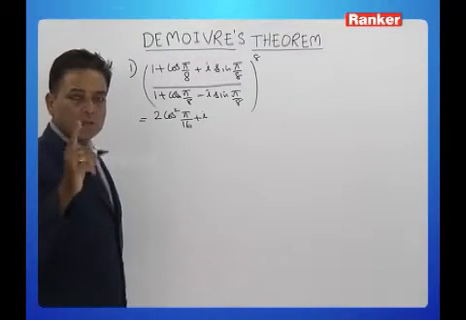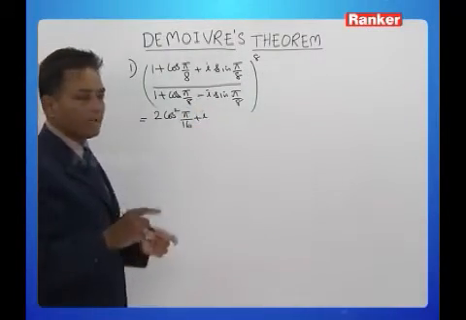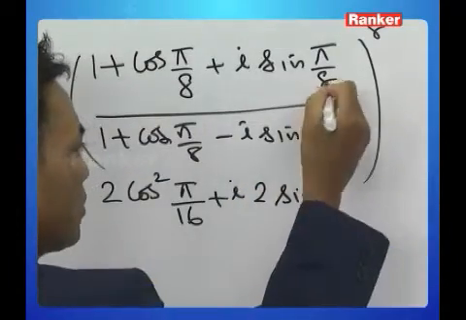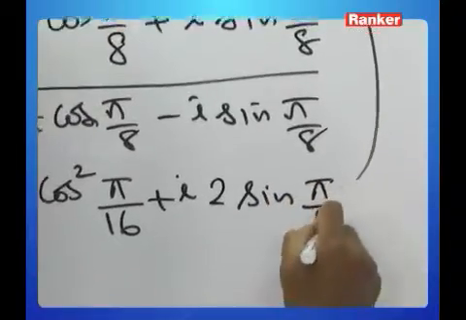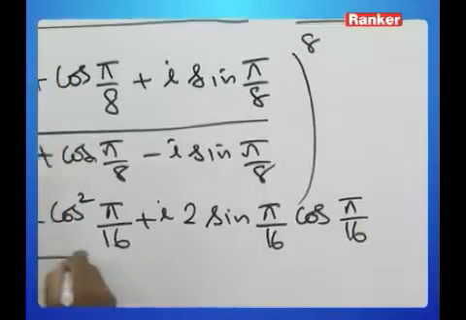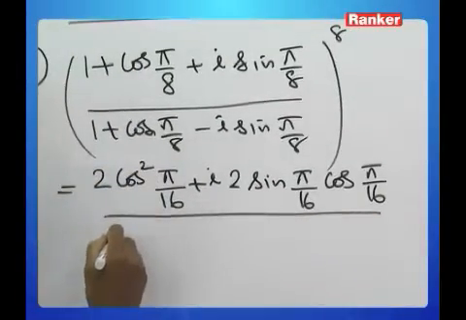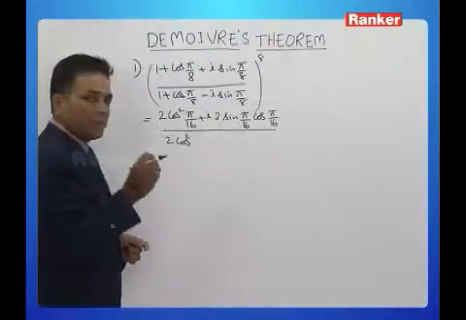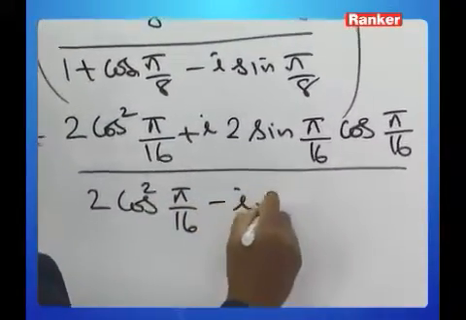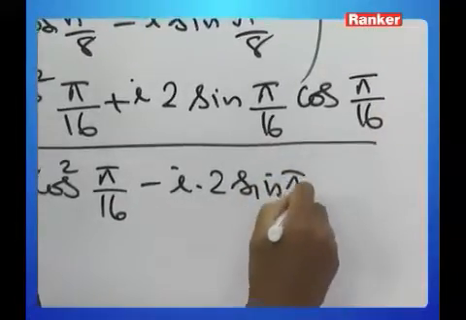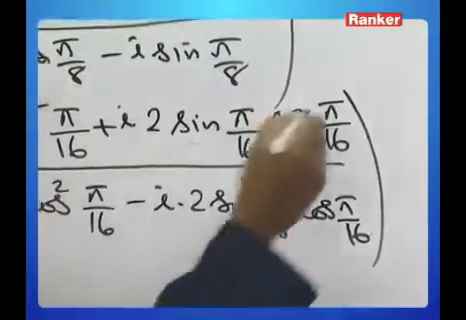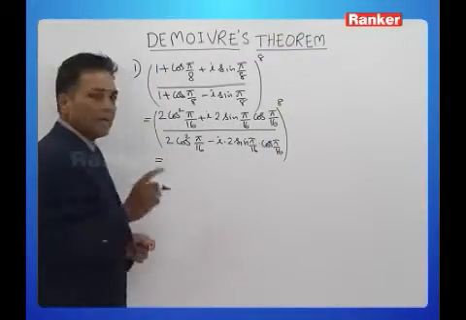And for sin theta, the formula is 2 sin theta by 2 cos theta by 2. So, 2 sin pi by 16 cos pi by 16, whole, and the same again in the denominator: 1 plus cos theta is 2 cos square pi by 16, and minus i into 2 sin pi by 16 cos pi by 16, whole to the power of 8. Now, let us simplify to find the right answer and right option.